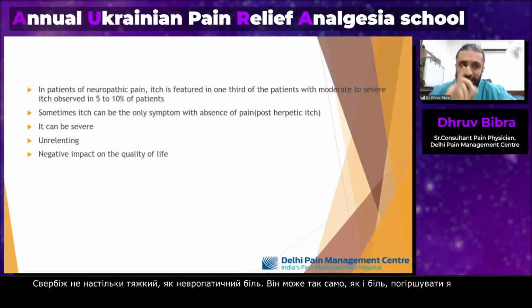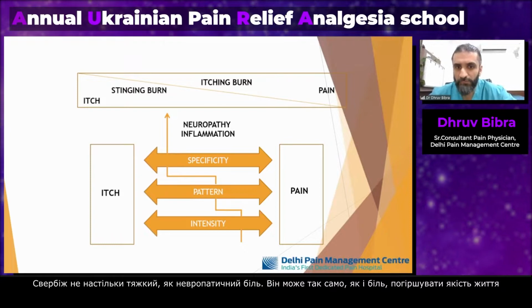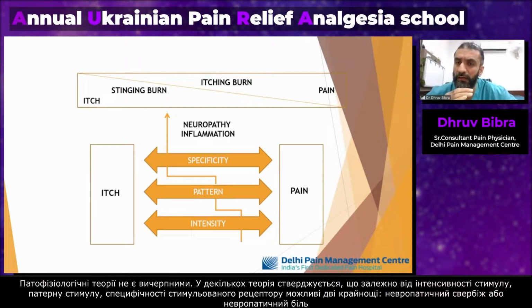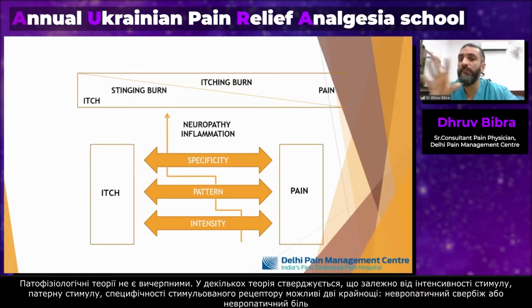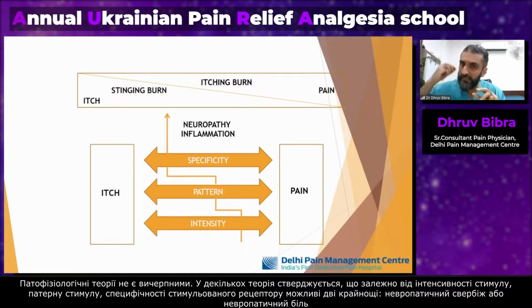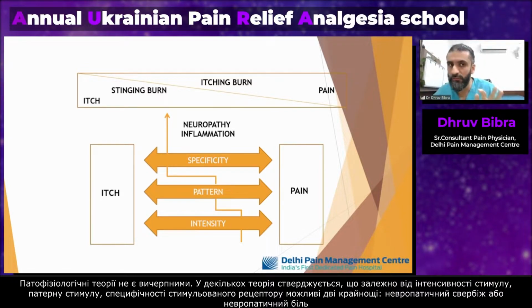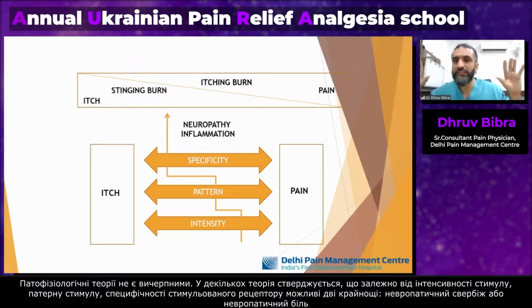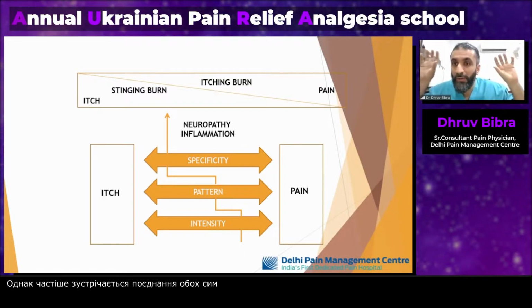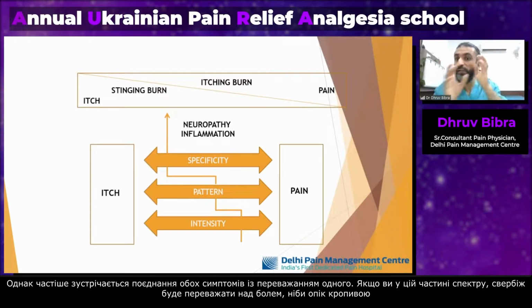As I told you, it is less severe, unrelenting, and as neuropathic pain, it also has a negative impact on your quality of life. Now, there is no definitive pathophysiology which has been discussed, but there are a few theories in the literature which say that based on the intensity of the stimulus, the pattern of the stimulus, and the specificity of the receptors which are being stimulated, you can have two extremes. You can either have neuropathic itch or neuropathic pain. But most of the times, what we generally have is a mix of both with predominance of one.